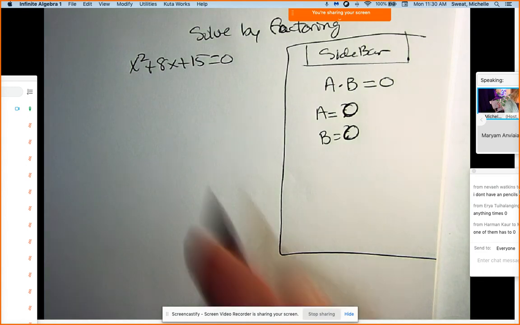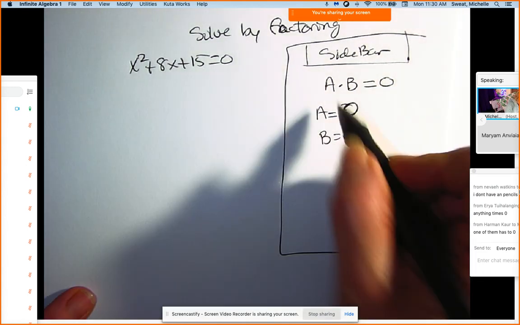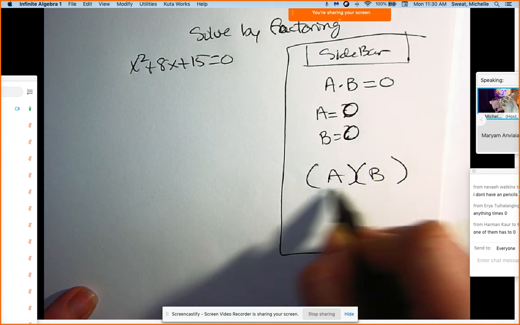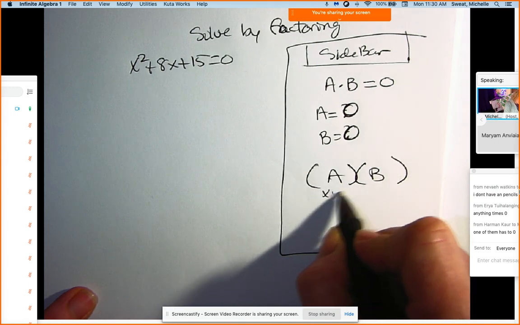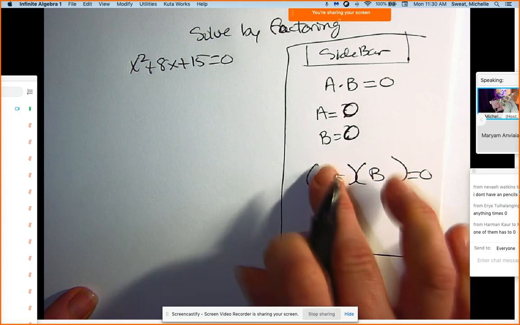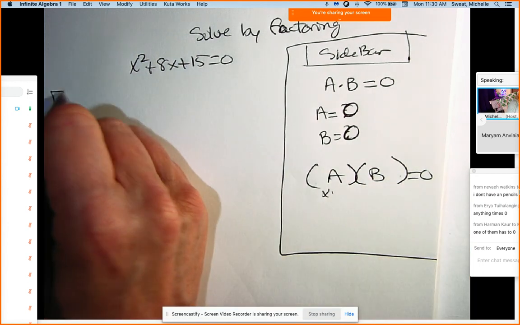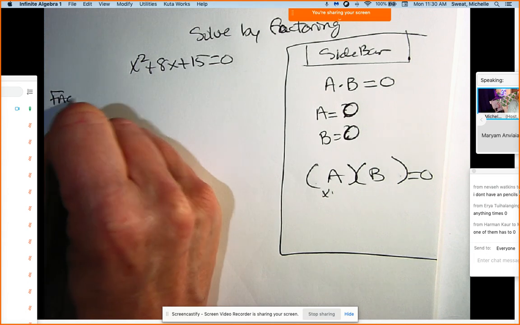So what we're going to do is first factor this. So we have two things, a times b. It's going to look like x plus 7 or whatever it's going to look like. One of these two parentheses has to be 0. So let's first factor it. So our step 1 is to factor.